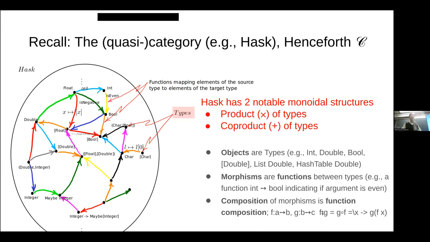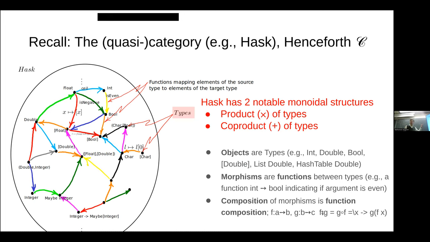Why do I say that's a monoidal structure here? What are the objects in Hask? If we confine our attention for the moment to objects, what would it mean to take the product of an int and a bool? The objects are types. Think of taking the product before. We took the product as a construction. Here we're using a functor to map the pair, int and bool, to another object. What is that object going to be?